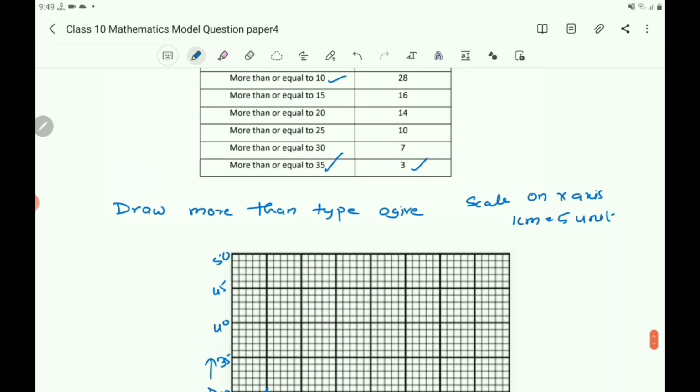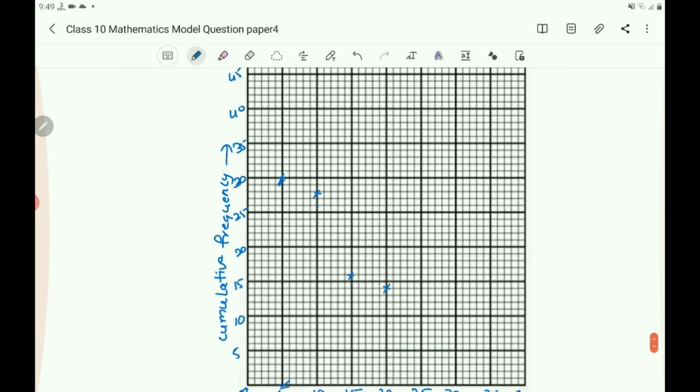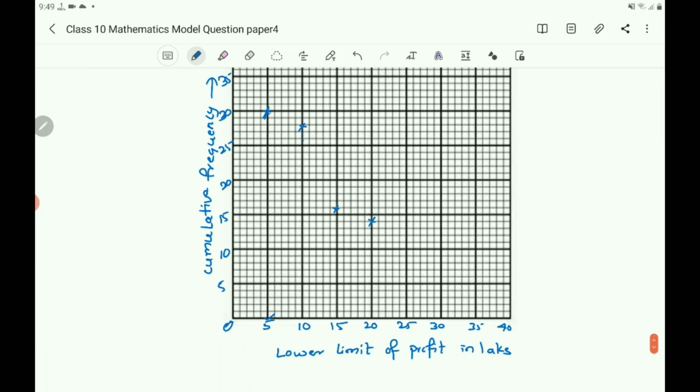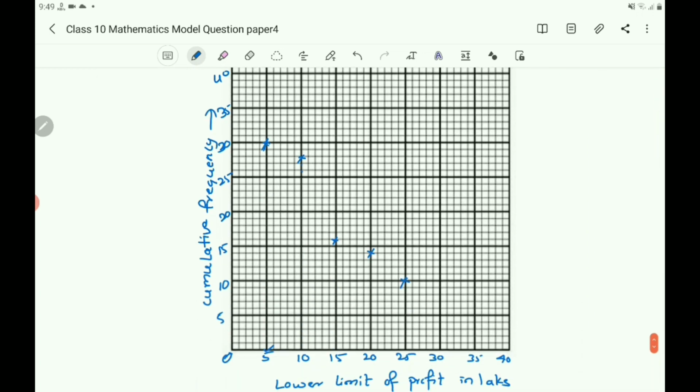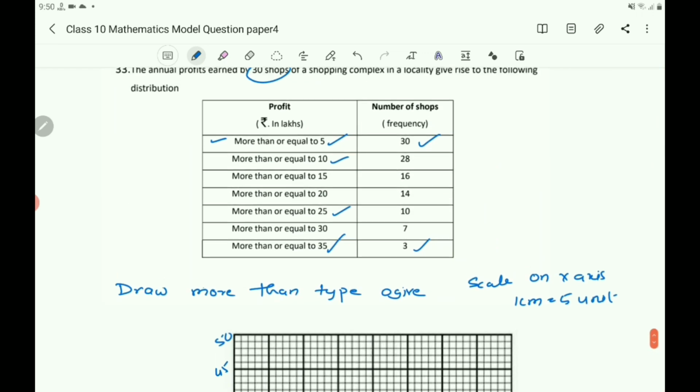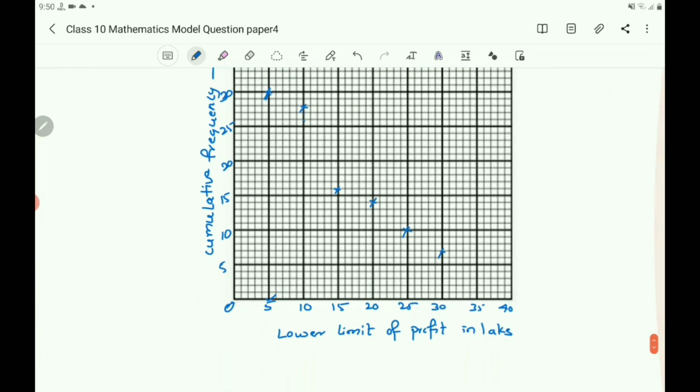And more than 25, 10. 10 comes here. Then more than 30, 7. 7 means 6, 7 comes here. And more than 35, 3. More than 35, 3 means 1, 2, 3 comes here.